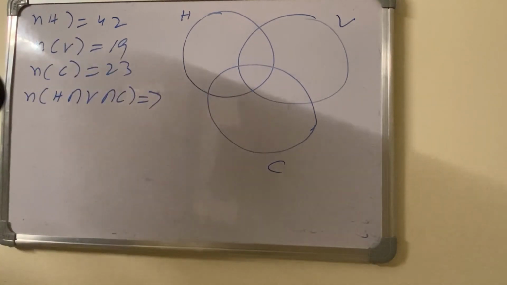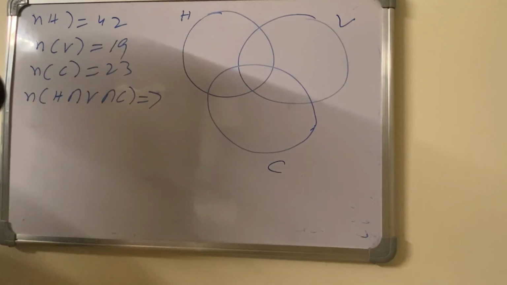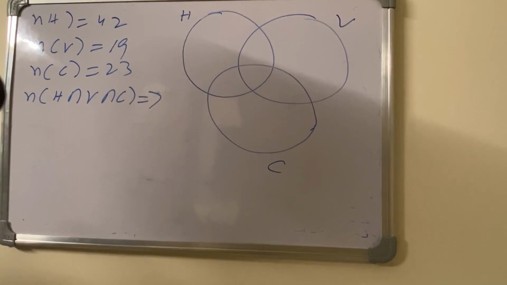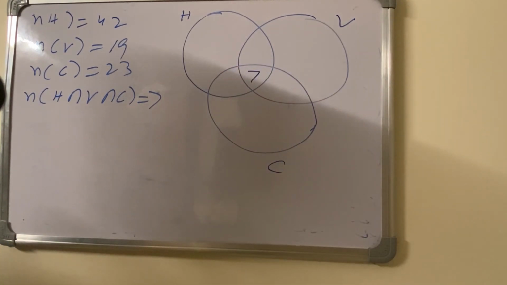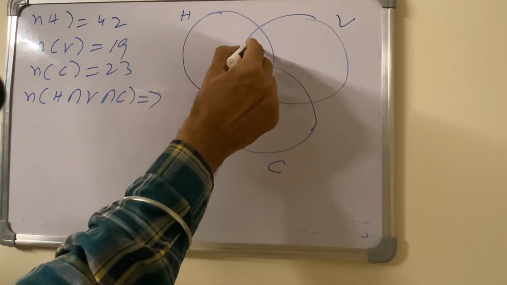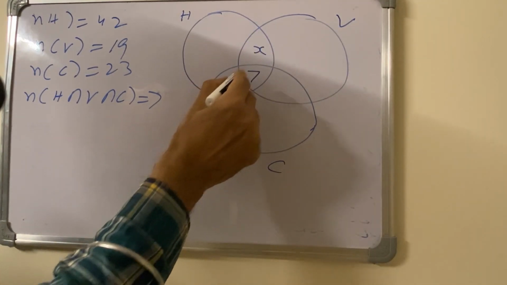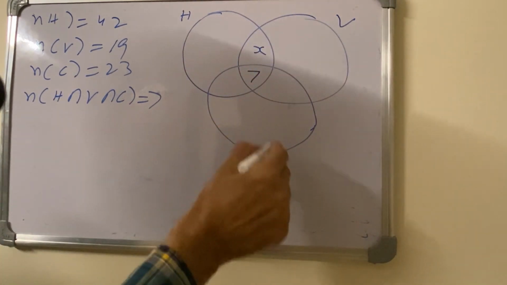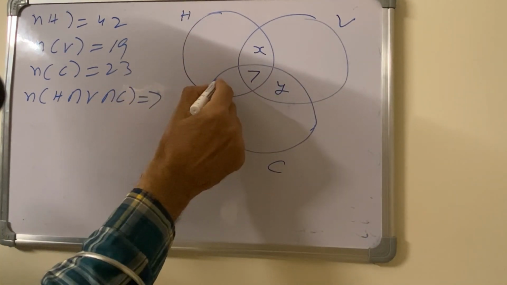So first of all, as we have already seen in the very beginning, the step-by-step procedure for Venn diagram. First of all, we have drawn Venn diagram. Second, you will start from the center. Center is this. So common is 7. Then we shall fill two intersections. So this is x, only for hockey and volleyball. Only for volleyball and cricket is y. And only for hockey and cricket is z.